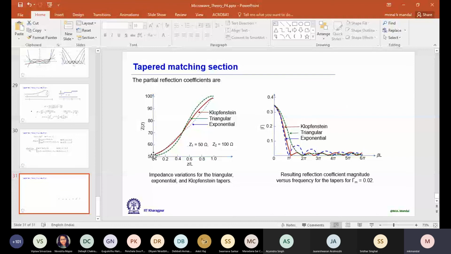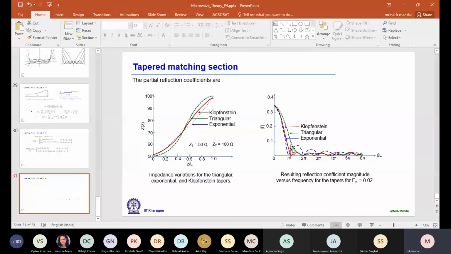This is the required characteristic impedance, and how it varies with length. You see, for different tapering, we have exponential, triangular, and the Klopfenstein, which sits in between linear and exponential. Some online calculators are also available for the Klopfenstein transformer. If you put in the extreme values and define the length, let's say the electrical length, it will give you the values. A closed-form expression is also available for Klopfenstein.